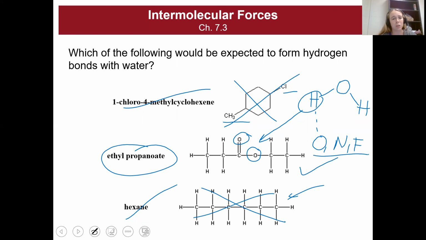Now, it's important to note that ethyl propanoate can't hydrogen bond with itself. There are no OH bonds on there for it to hydrogen bond with another ethyl propanoate molecule. It can only hydrogen bond with water because water is donating that hydrogen, that OH bond, to the hydrogen bonding system.